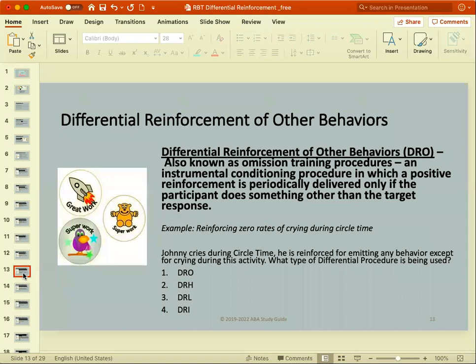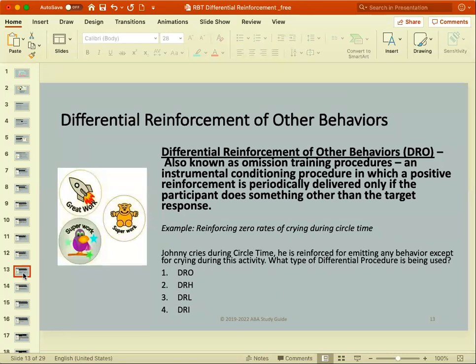Okay, so that takes us to DRO, differential reinforcement of other behaviors. I prefer to refer to this as omission training. So what I'm doing is I'm basically reinforcing not that. I'm not reinforcing a specific other behavior. I'm just reinforcing not the behavior I don't want to see. So for Johnny, if he's crying, I'm just going to reinforce not crying. The problem here is maybe he might be hitting, but that's okay. He's not crying.